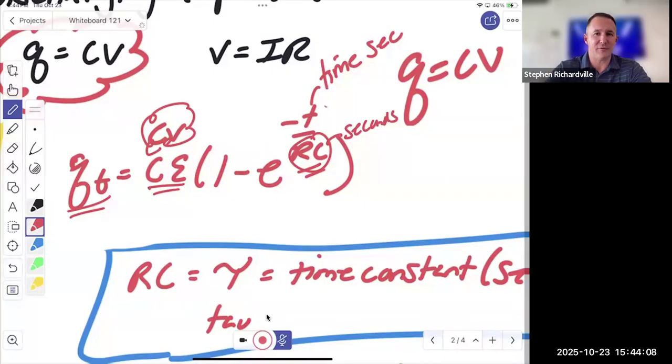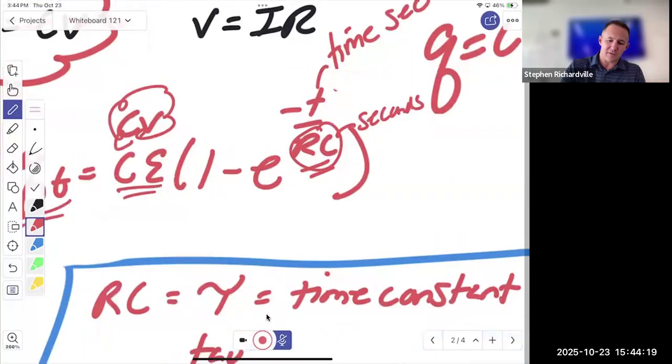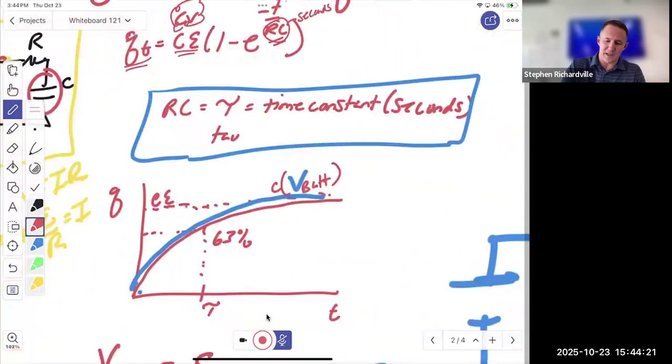After a long time, after many time constants, when t is really, really long, e to the negative infinity, that's 0. So e to the negative infinity being 0 means that the term in the parentheses is 1. That's what my CE is going to be. So this creates a relationship that looks like this.